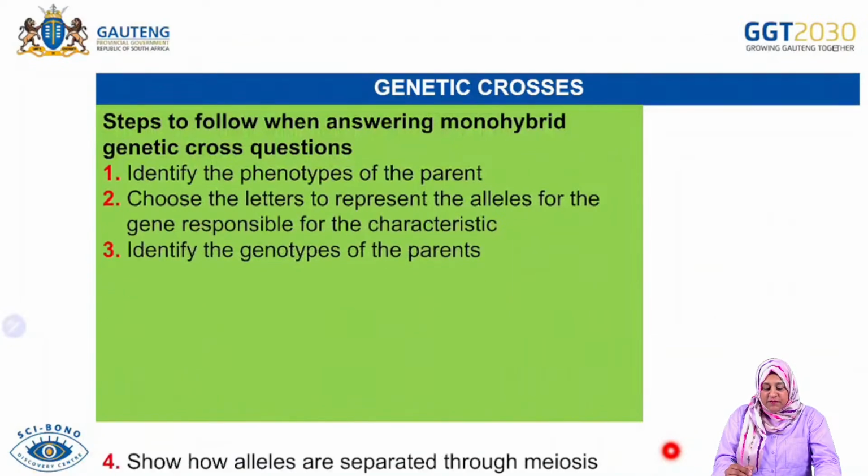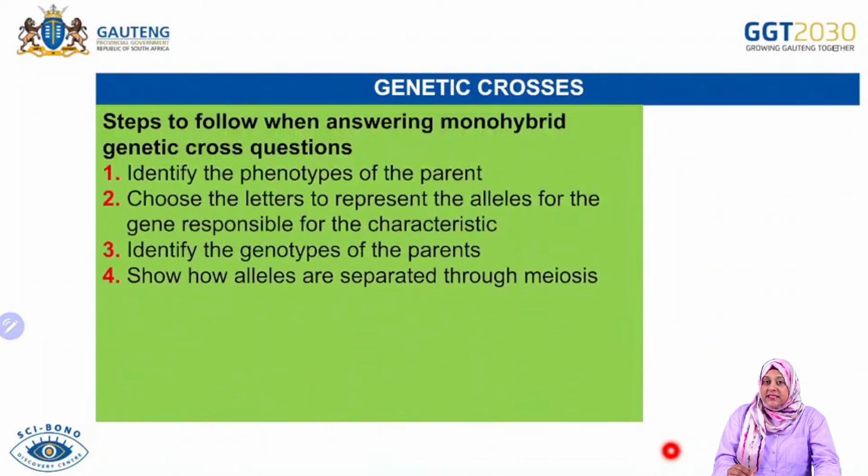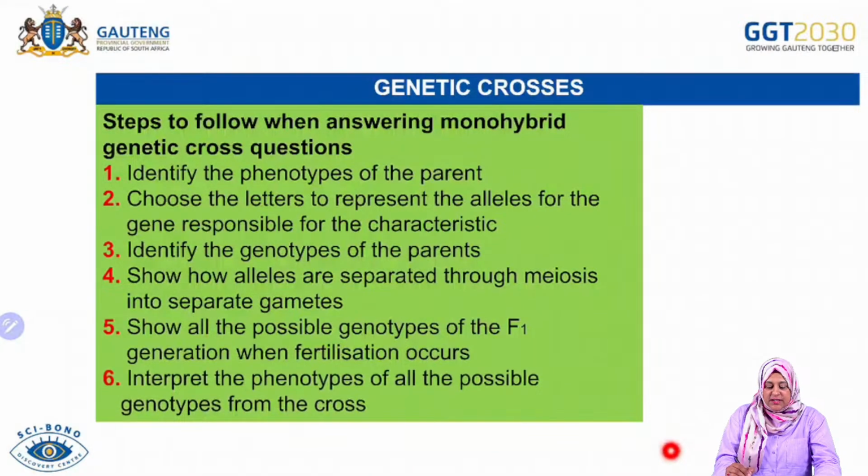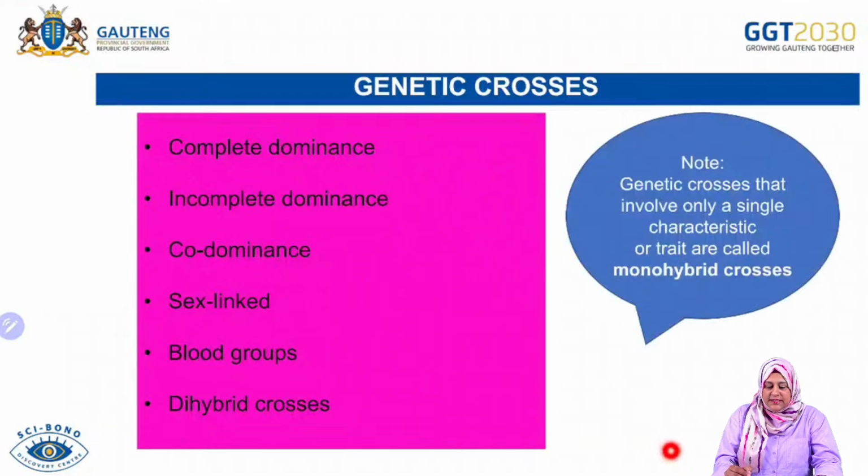Identify the genotypes of the parents, show how the alleles are separated through meiosis into separate gametes, and show all the possible genotypes of the F1 generation when fertilization occurs, and then you interpret the phenotypes. Remember, you've got to answer the question. If the question says give the probability of, that will be your compulsory mark. You must have that in your answer in order to get full marks.